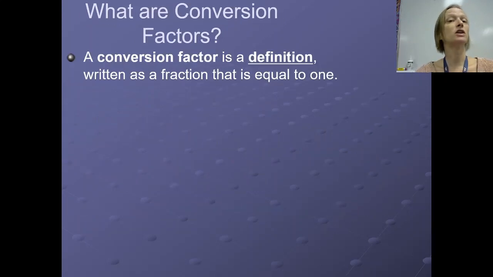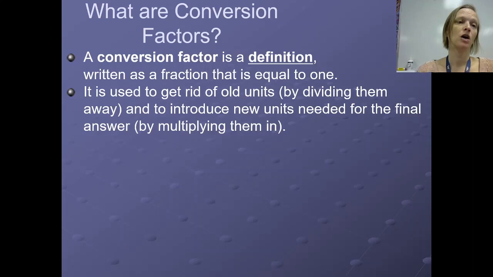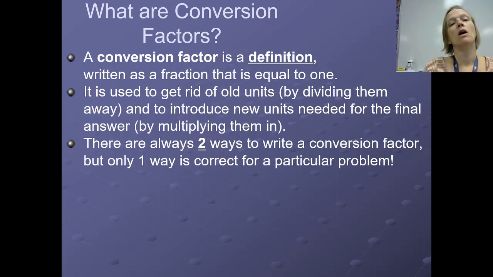So, what's a conversion factor? A conversion factor is a definition that you write as a fraction that is equal to 1. We use conversion factors to get rid of old units by dividing them away, and to introduce new units needed for the final answer by multiplying them in. There are always two ways to write a conversion factor, but only one way is going to be correct for a particular problem. So part of the trick in answering any dimensional analysis question is making sure you've got the conversion factor the right way around.